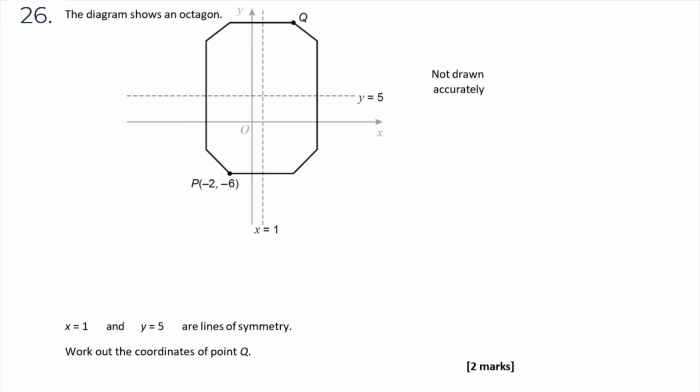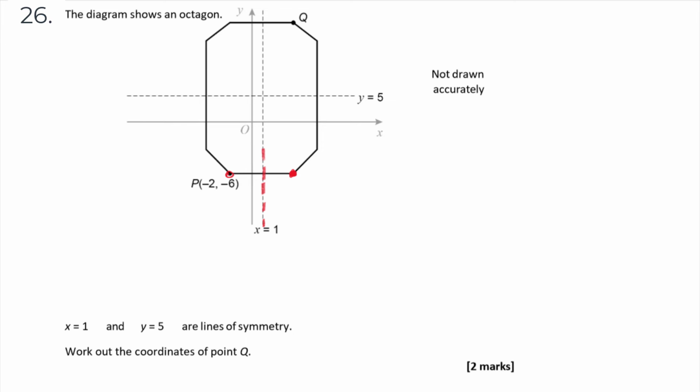So now if x equals 1 is a line of symmetry, then this point over here, look, is the mirror image of P in that mirror line, isn't it? Can you see that? So this line, x equals 1, is kind of like halfway. It cuts this line in half if it's a line of symmetry. So this point here is the mirror of this point over here.